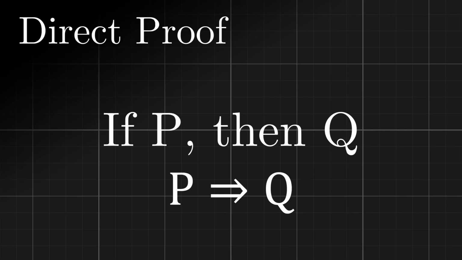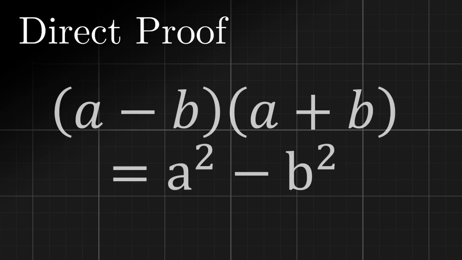A very common type of direct proof you'll do, especially in SL, involves proving identities or algebraic statements. Often, this takes the form of starting with one side of the equation, usually the more complex side, and manipulating it algebraically until you arrive at the other side. For example, let's prove that a minus b times a plus b is equal to a squared minus b squared.